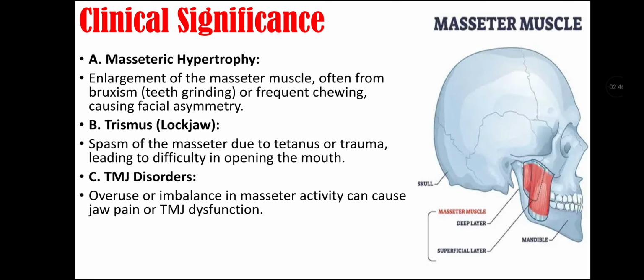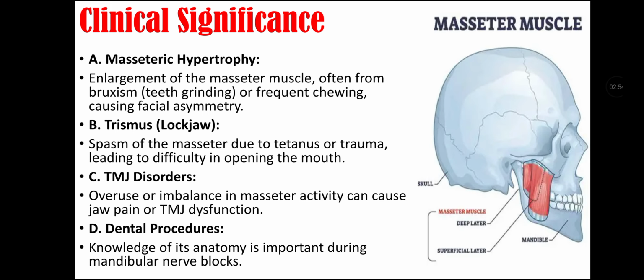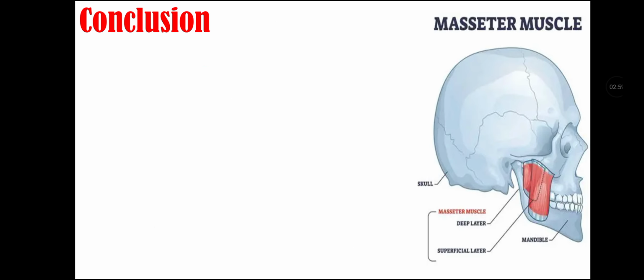Third significance is TMJ disorder. It is because of overuse or imbalance in masseter activity that can cause jaw pain or TMJ dysfunction. Fourth is dental procedure. Knowledge of its anatomy is important during mandibular nerve blocks.